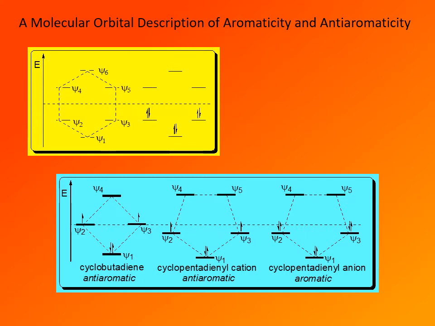We can see that there is one bonding orbital, psi 1. Now psi 2 and psi 3 are degenerate, and they are right in the middle. They are right at the level of the original atomic p orbitals. That means they are non-bonding. And there are 4 pi electrons. Each carbon of cyclobutadiene contributes 1 p electron to form molecular pi bonds, so 4 pi electrons.